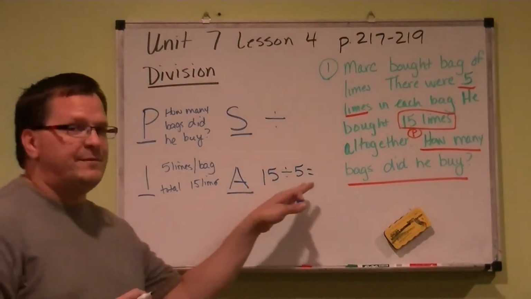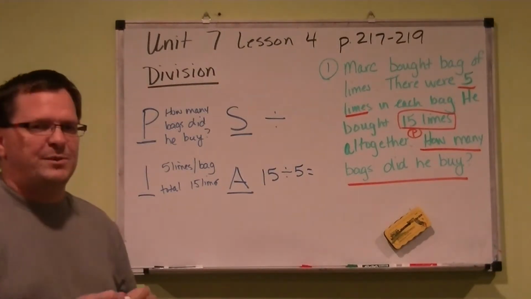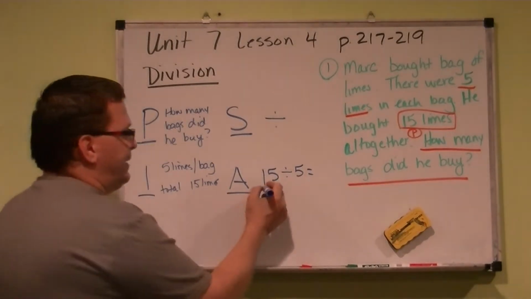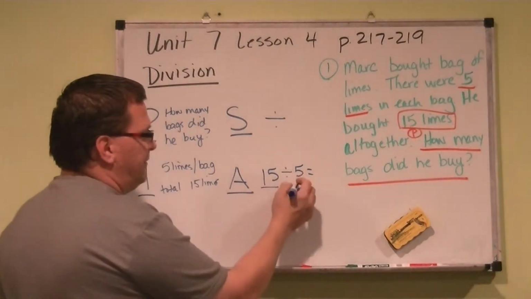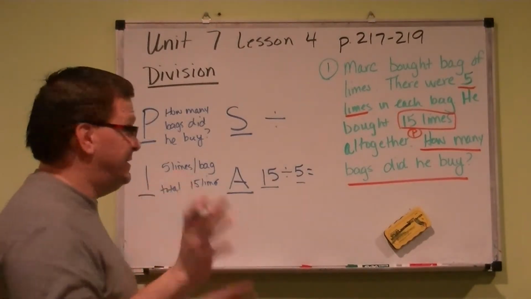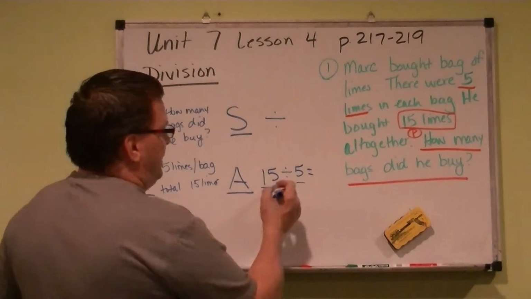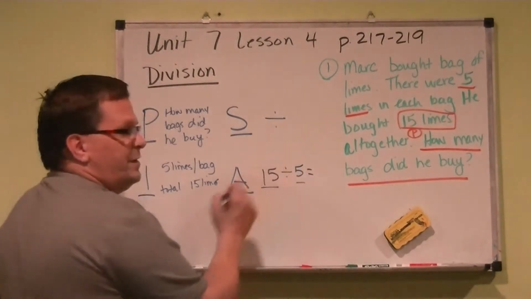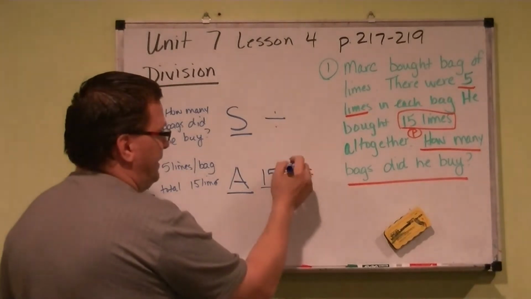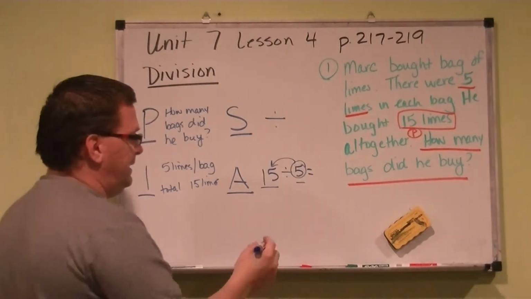You can't put 5 divided by 15. Unlike in multiplication where you can switch the numbers, this one you cannot. So the bigger number first, 15 divided by 5. Later in your life you'll have the smaller number first sometimes, but not now. So how many times can 5 go into 15? That's your question. How many times can I take 5 and go inside 15?